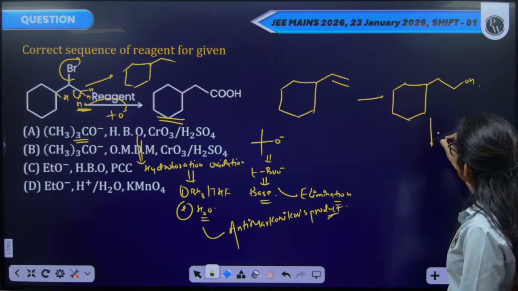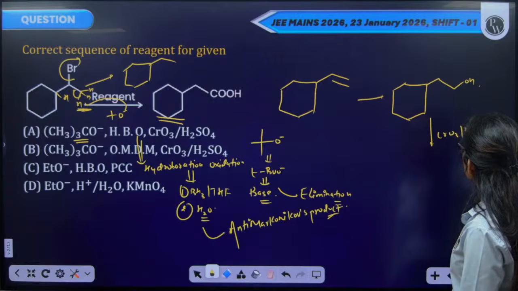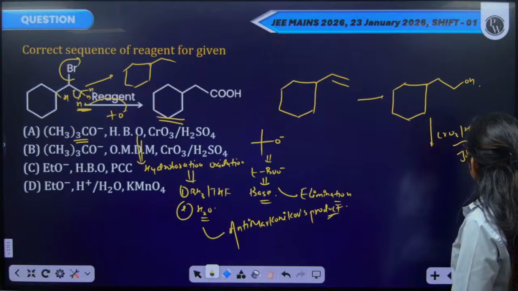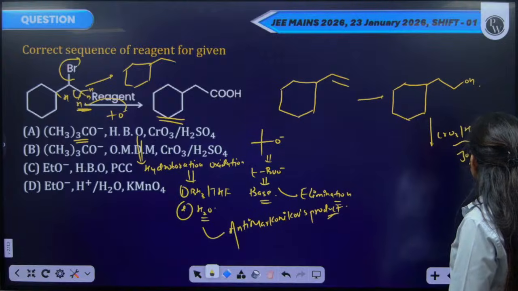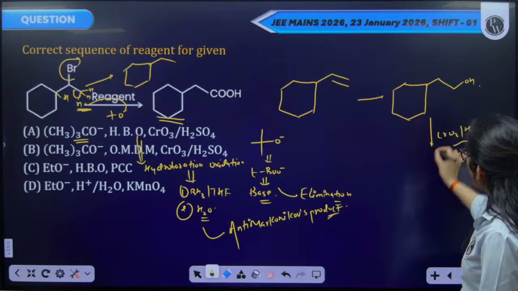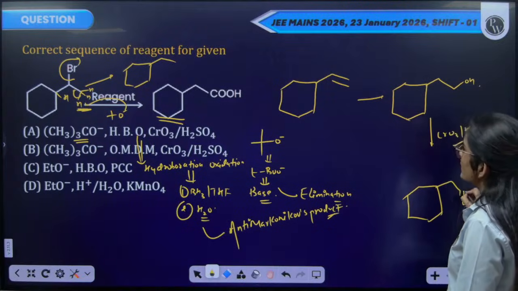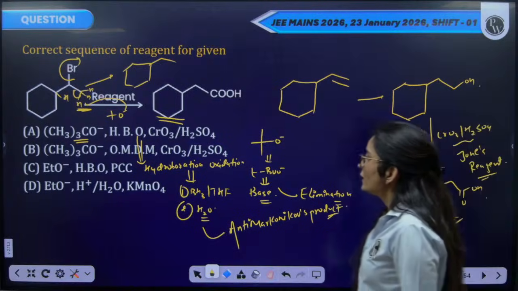Further, CrO3 over H2SO4 has been added, and this is basically called Jones reagent. It is a very strong oxidizing agent. It will convert the alcohol into acid. So the formed product will be just like this. So I think A should be the correct option.